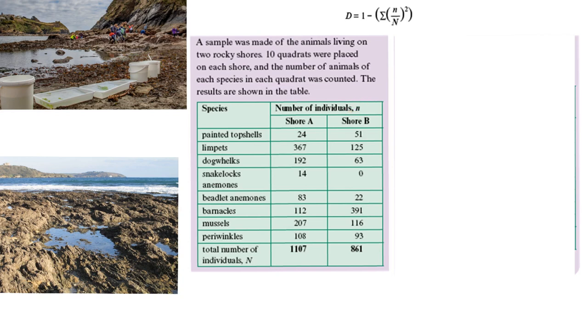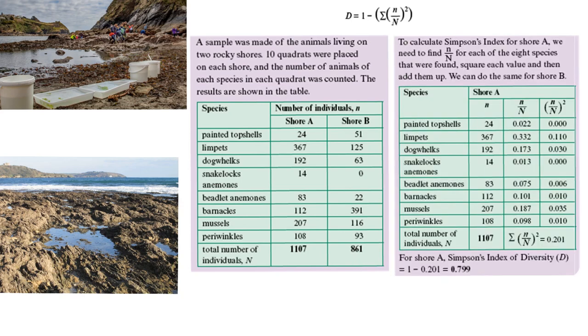Little n represents the number of individuals. So what you can see from our 10 quadrats, we had 367 limpets in shore A, we had 125 in shore B, and so on with all the different numbers and comparisons at the 2 different sites. Giving us a total in shore A, adding them all up, we get 1,107. Do the same for shore B, add them all up, and we get a total of 861 individuals sampled and counted and recorded. So what do we do next?